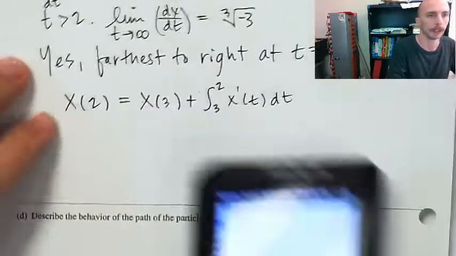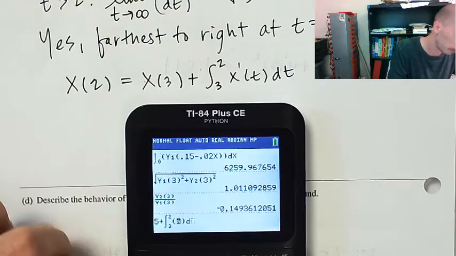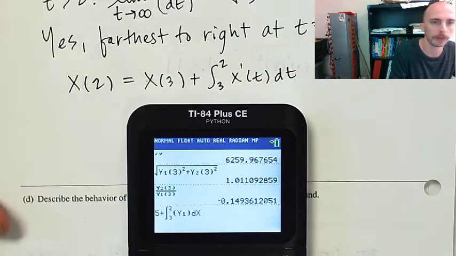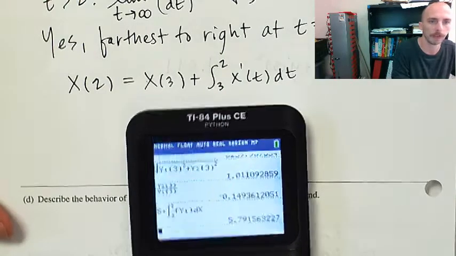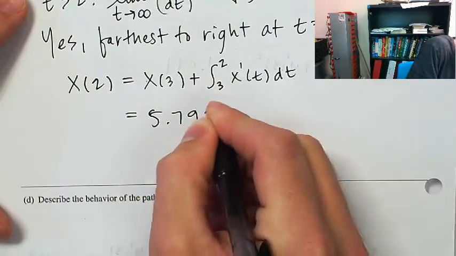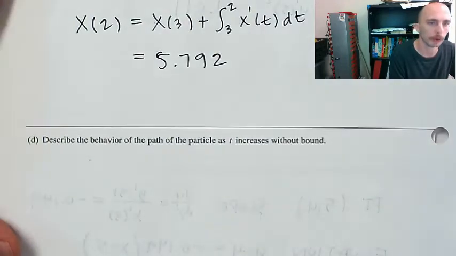Just going to triple check that. Yeah. Okay, so that's y1. And then it's going to give me my answer, 5.792. All right. Describe the behavior of the path of the particle as t increases without bound.